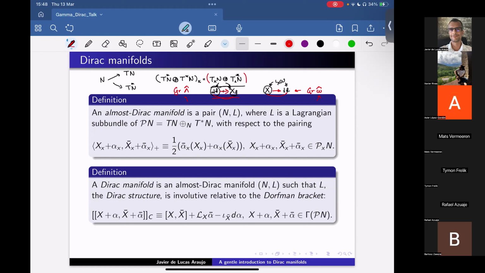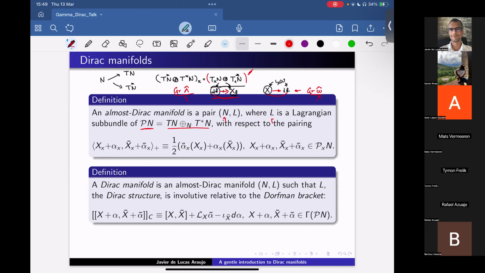And what happens in Dirac geometry is that Courant and others characterized which subbundles of things like this come from these both things, and eventually more general ones. So this inspired them to define what is called an almost Dirac manifold. So an almost Dirac manifold is a pair given by a manifold and a Lagrangian subbundle of the Pontryagin bundle. You know, you have this.